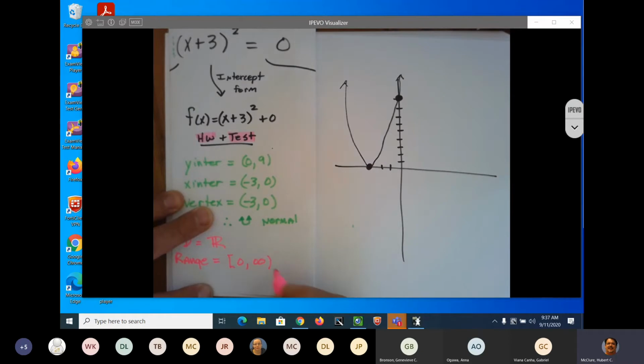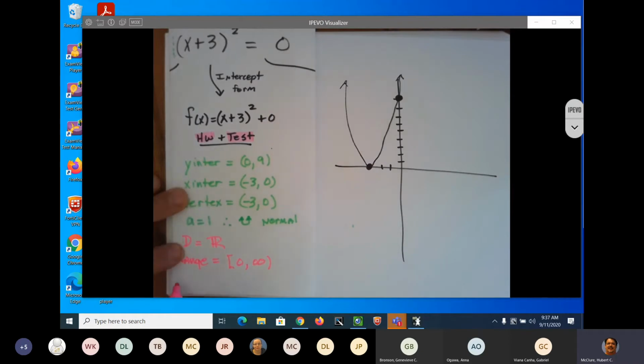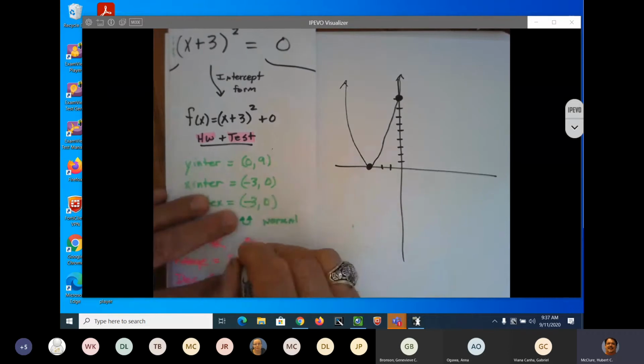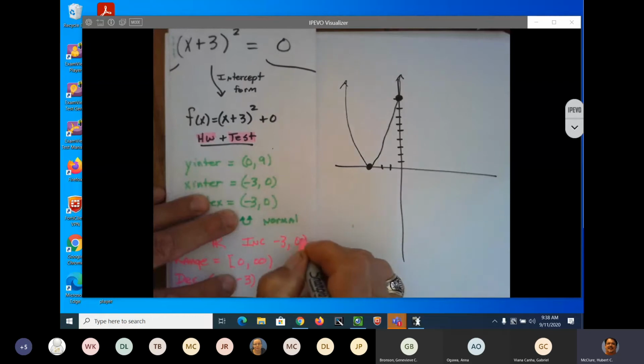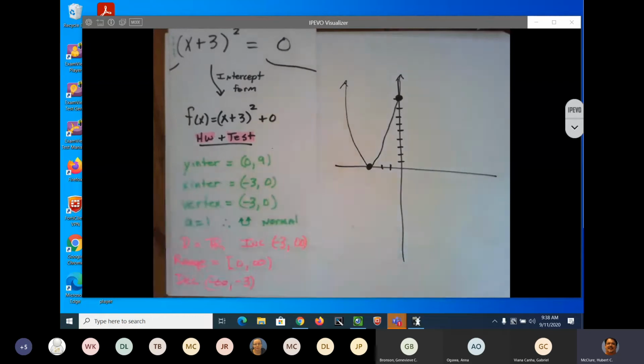And we know that it's decreasing from negative infinity to negative 3, and increasing from negative 3 to infinity. Now, this over here in green and pink is what you should be able to do for Chapter 3 material.